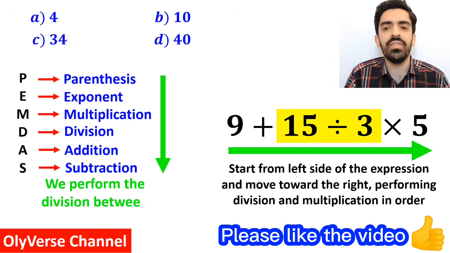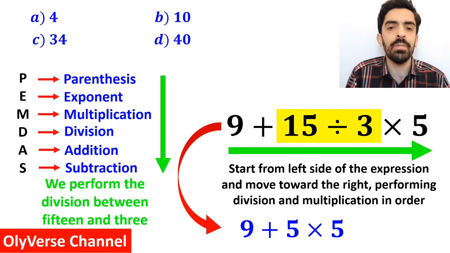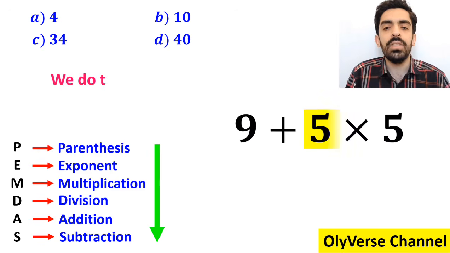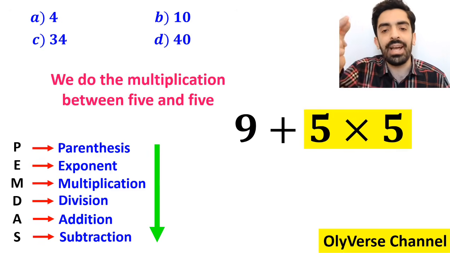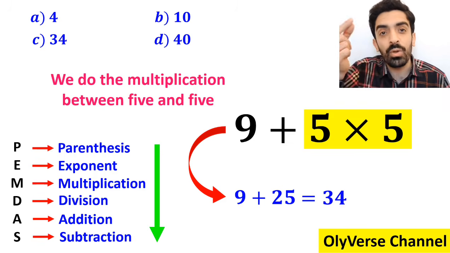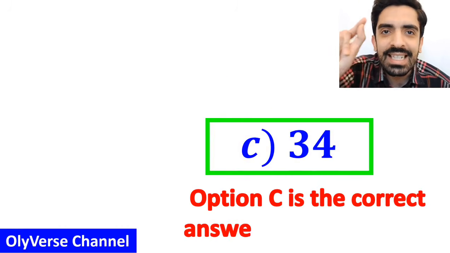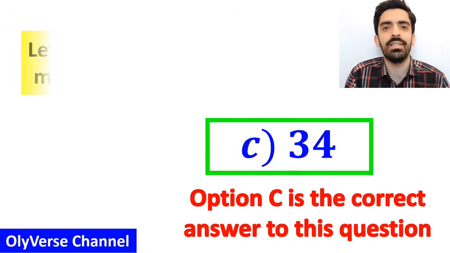So, first we perform the division between 15 and 3, and this expression simplifies to 9 plus 5 multiplied by 5. In the final step, we do the multiplication between 5 and 5, which gives us 9 plus 25. And finally, the value of this expression is equal to 34. That's great. Option C is the correct answer to this question.